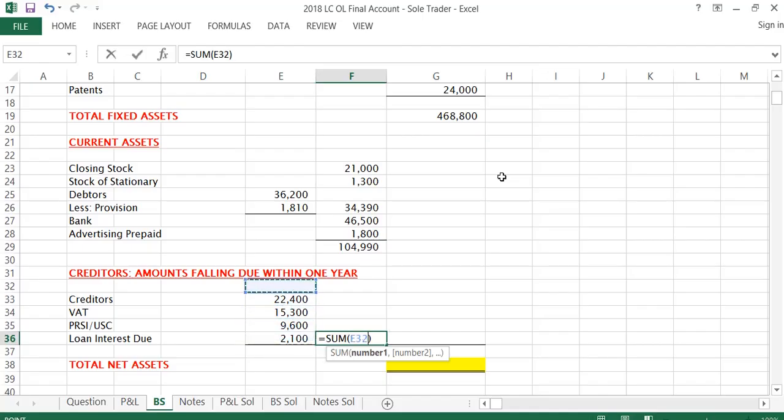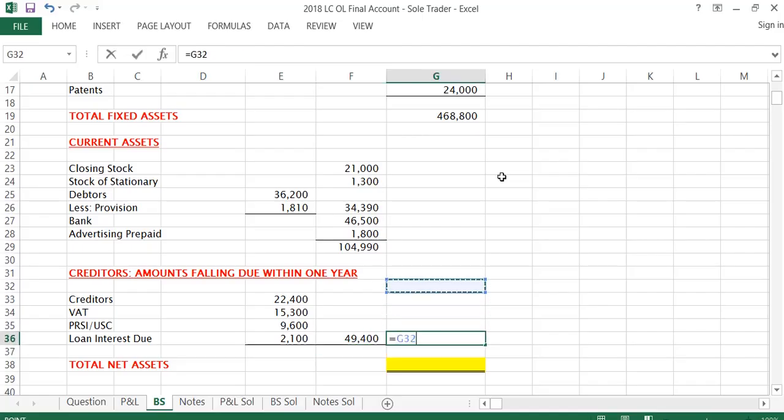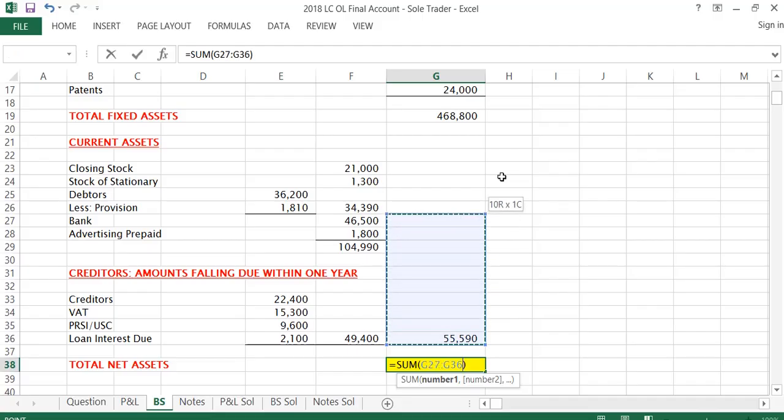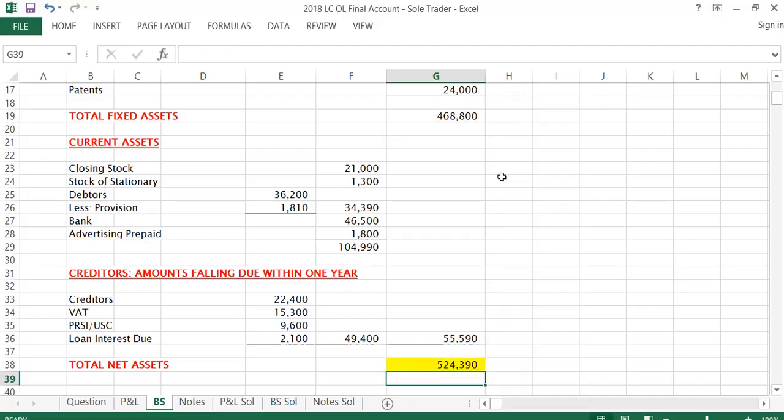If I add up my creditors' amounts due within 1 year, they come to 49,400, and my current assets minus my creditors' amounts due within 1 year leave me with working capital of 55,590. And that, added to my total fixed assets above, will give me my total net assets of 524,390.